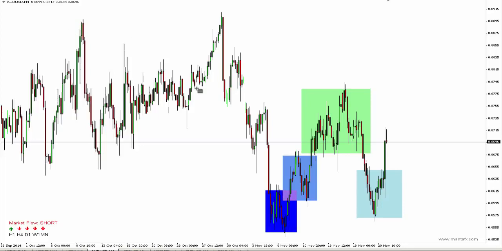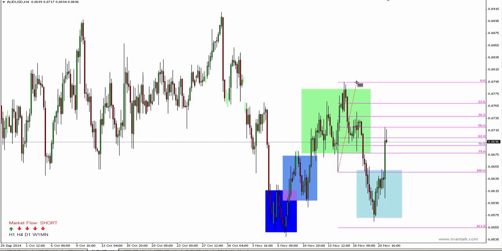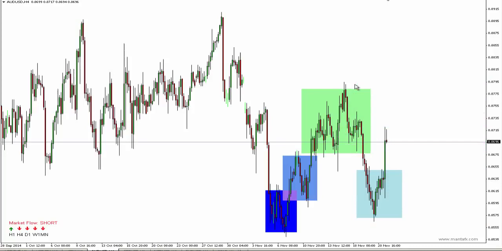One other thing, probably a very nice indication: if you take the very low to the very high, price just went into the 50% of this consolidation right over here. Pretty impressive, I would say. And there was also a clear order block, a 4-hour order block right over here, as you guys can probably see. Very nice order block right over here.